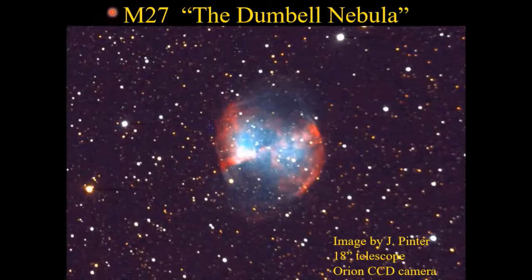Here's another. This one is called the Dumbbell Nebula. This is the result of a star that is basically dying and casting off its outer layers of gas. This was taken again with my 18-inch telescope, and this was with a different digital camera that was designed for astrophotography.